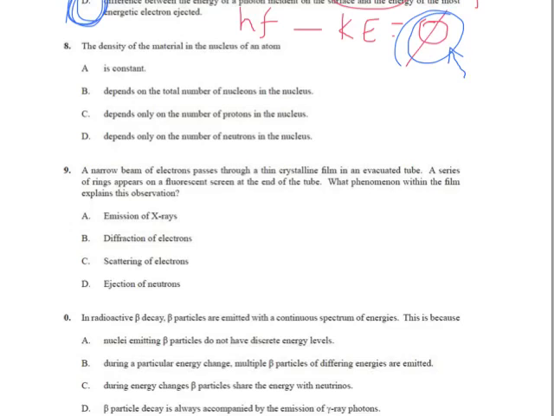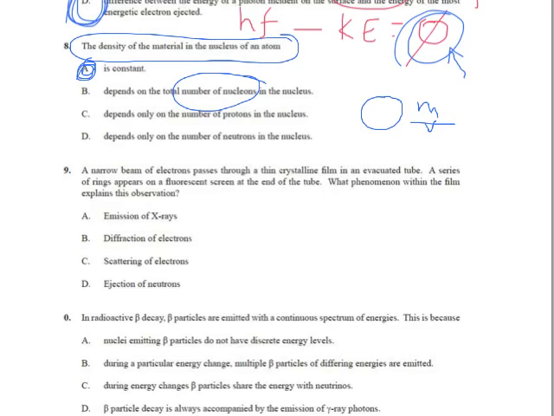Okay, question number 8. The density of the material in the nucleus of an atom. You've actually done this proof yourselves, where you worked out the mass and the volume of a sphere to find that the density of the nuclear material, mass over volume, is always constant. Does it depend on the number of nucleons in the nucleus? It doesn't only depend on the number of nucleons. The number of nucleons would affect the mass, but it would also affect the volume. So it's not just the number of nucleons, but it's also the volume of the nucleons.